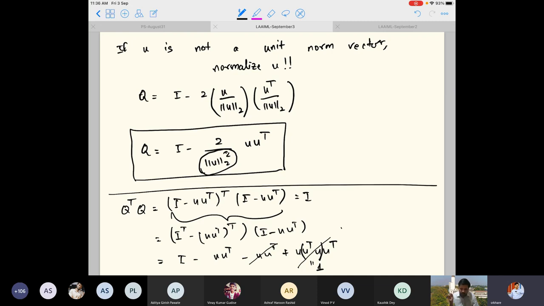So did I make a mistake somewhere in the calculation? I need identity here, right? I minus UU transpose plus UU transpose. So have I made a mistake somewhere? Sir, it will be I minus u transpose u. Yeah, I minus U transpose U. Okay, and then no, you.